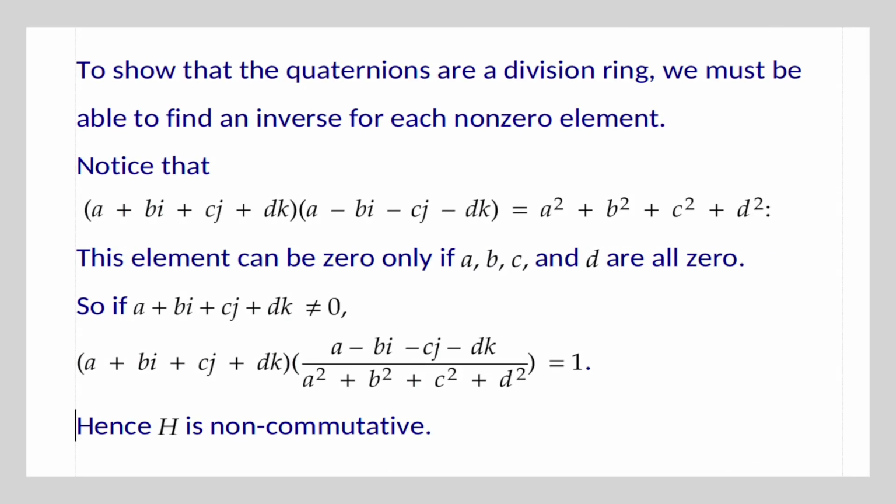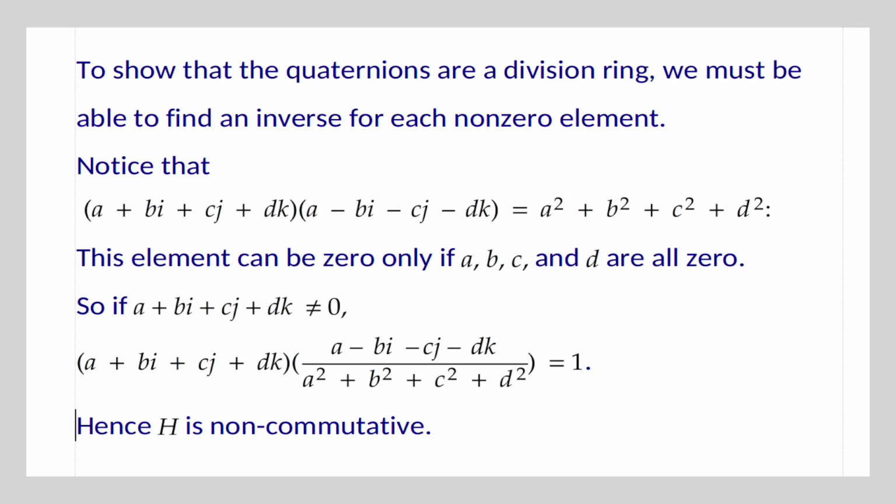To show that the quaternions are a division ring, we must be able to find an inverse for each non-zero element. Notice that (a plus bi plus cj plus dk) into (a minus bi minus cj minus dk) equal to a square plus b square plus c square plus d square. These elements can be 0 only if a, b, c and d are all 0.